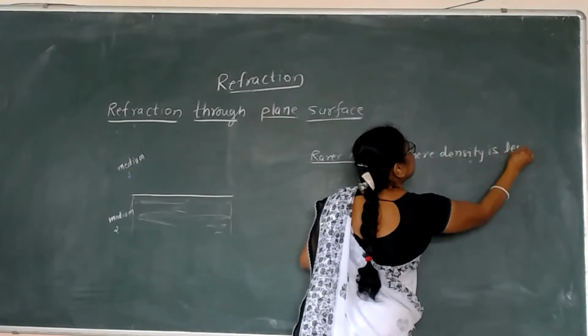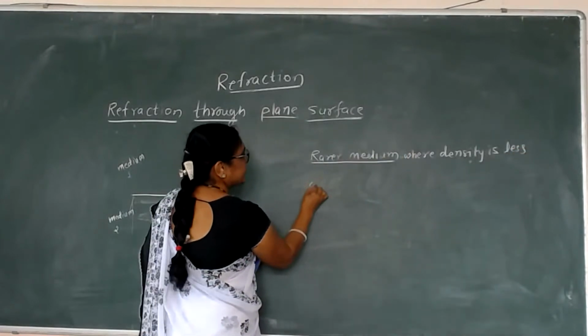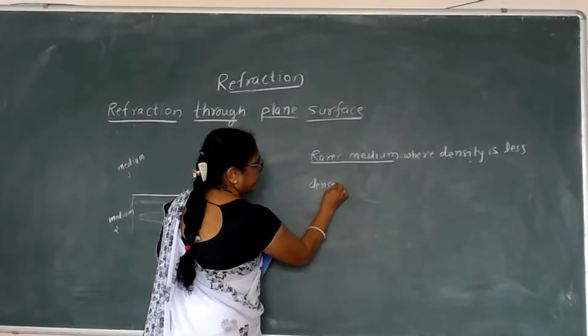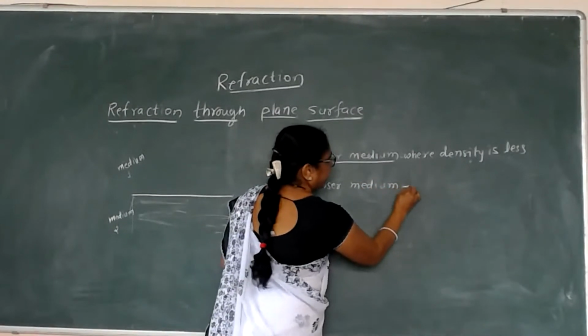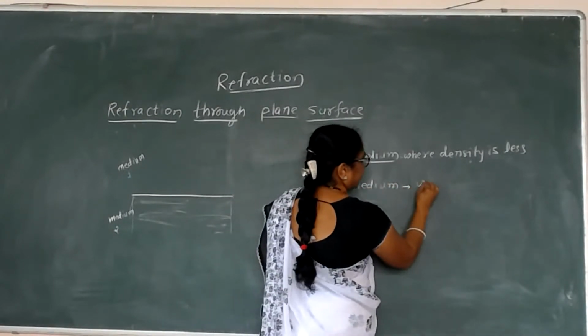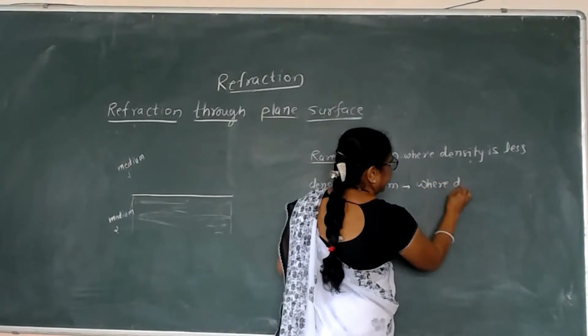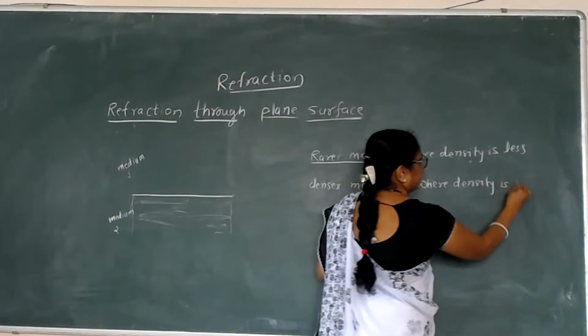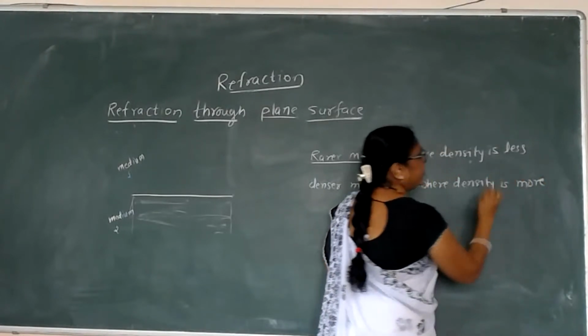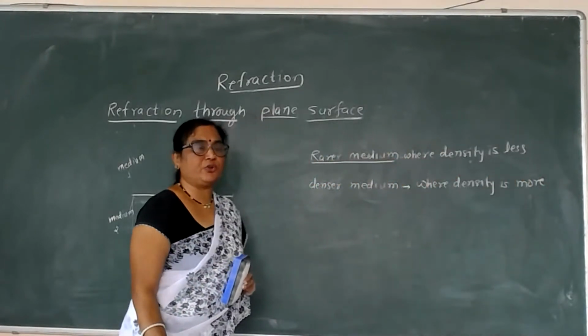Denser medium is that where density is more. Density is more. This means two mediums are required to compare the two media.